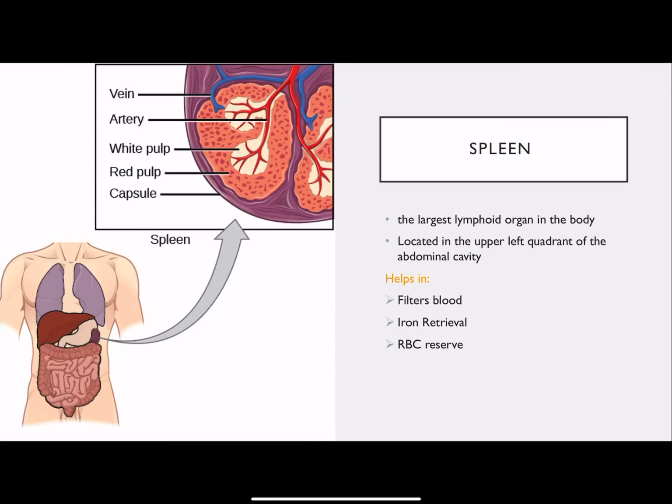So we cannot jump into the white pulp and red pulp without mentioning the spleen. The spleen is the largest lymphoid organ in the body. It's located in the upper left quadrant of the abdominal cavity. It is an important organ for keeping body fluid balance, but it's also possible to live without it. The main function of the spleen is to filter the blood, and there are other functions such as iron retrieval and red blood cell recycling.